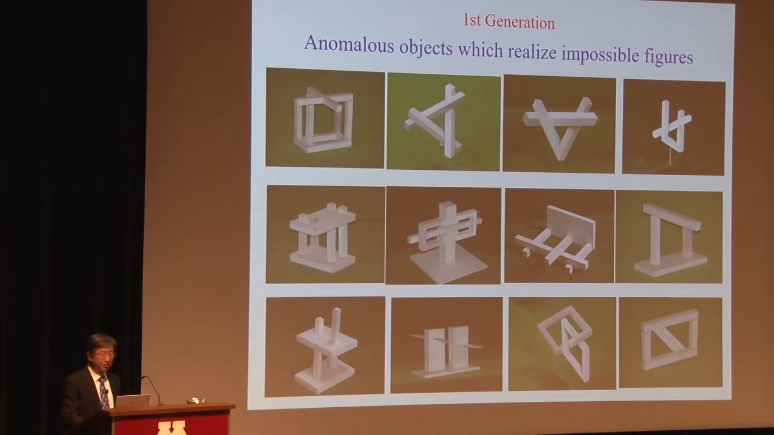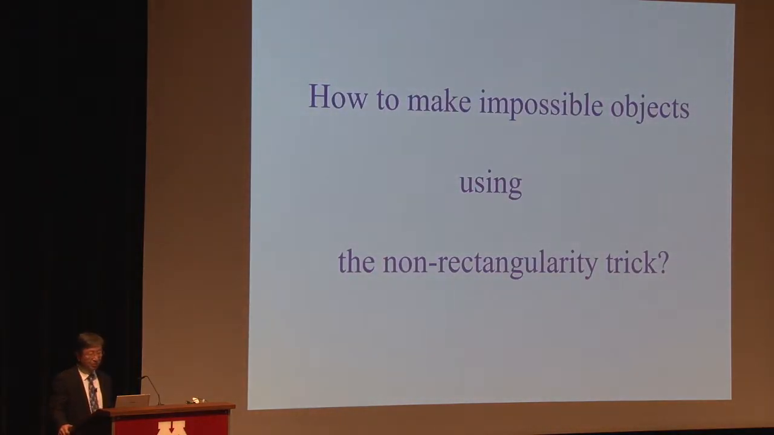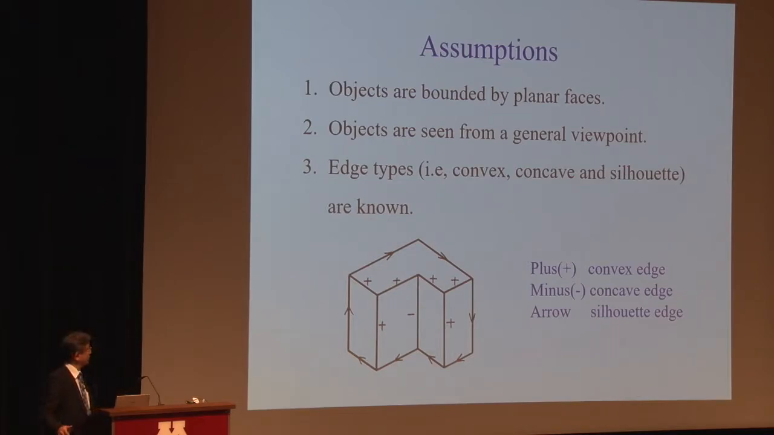And let me just briefly show the mathematics behind this. So, how to make an impossible object using the non-rectangularity trick. First, we place three assumptions. First, objects are bounded by planar faces. Second, objects are seen from a general viewpoint, and so the face of an object does not degenerate to a line in the picture. And third, edge types are known, such as convex edge, concave edge, or silhouette edge.